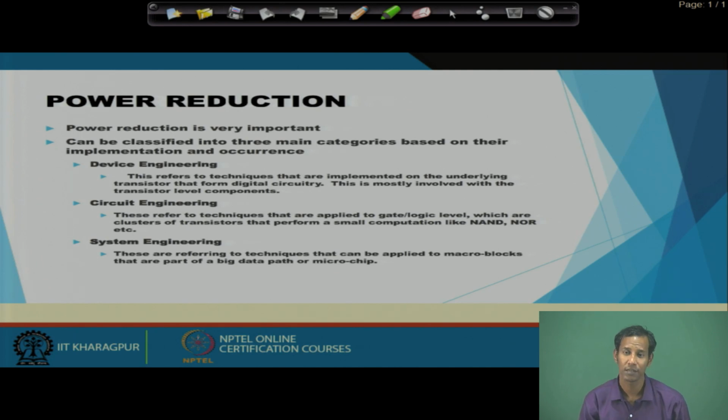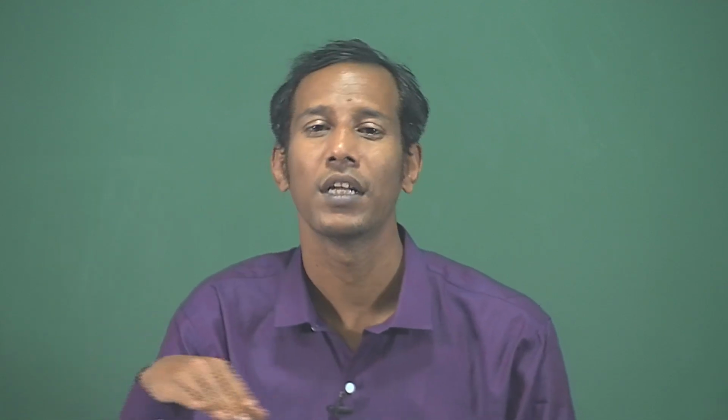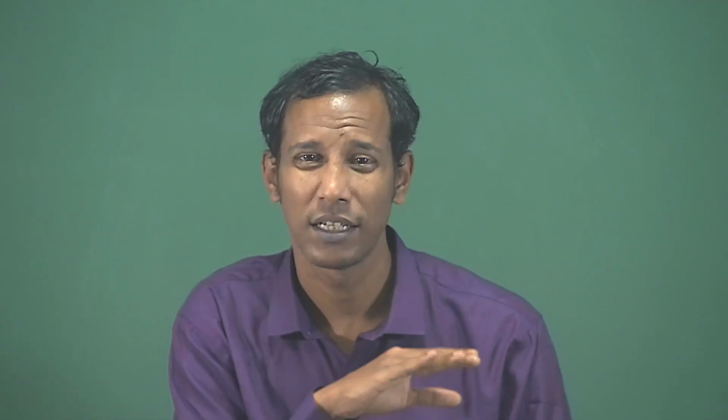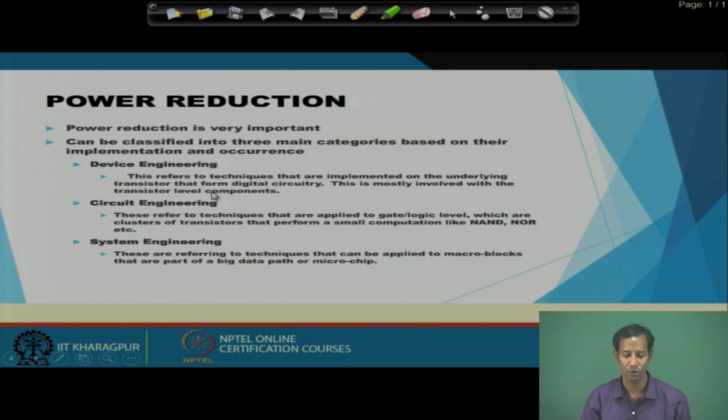Device engineering means that in the VLSI design flow, you have the physical layout, then the gate level information, and the device level information. So at every level, the transistor level and the device level, you can apply power reduction techniques. That is how we can apply power reduction technique in device engineering.